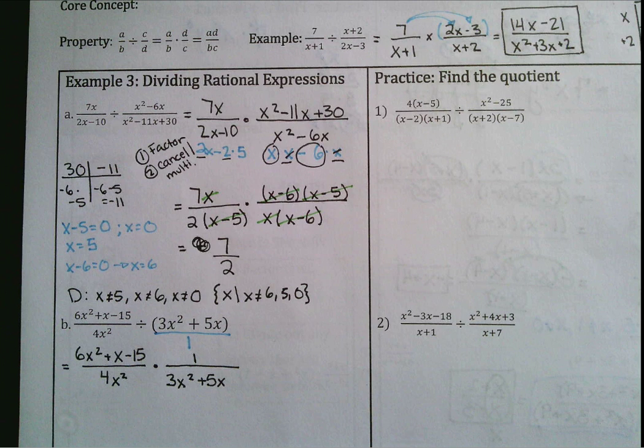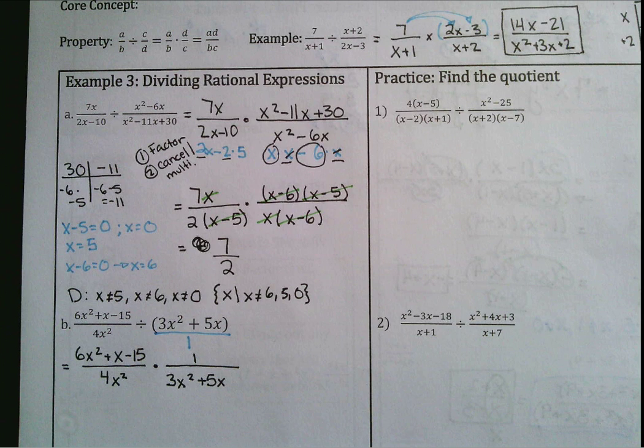Next I see 2x minus 6. These will cancel each other out. And I see an x and an x here. Those cancel out. So actually we're left with 7 halves.